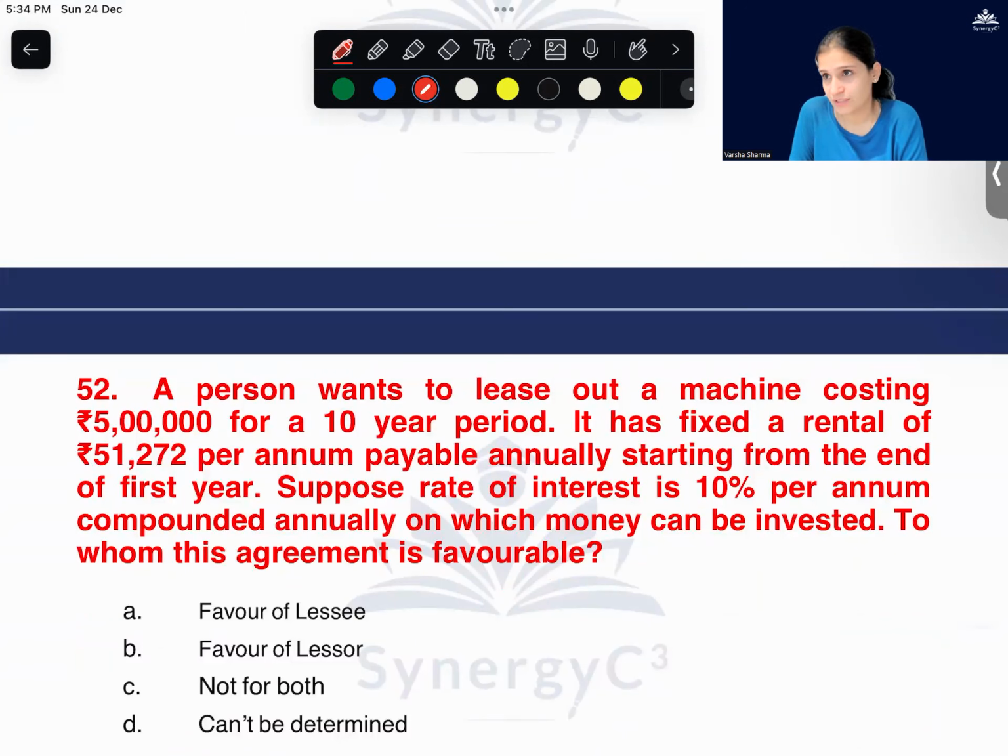Be very careful with the words. See, C and D cannot be answered, for sure. Your answer is either A or B.